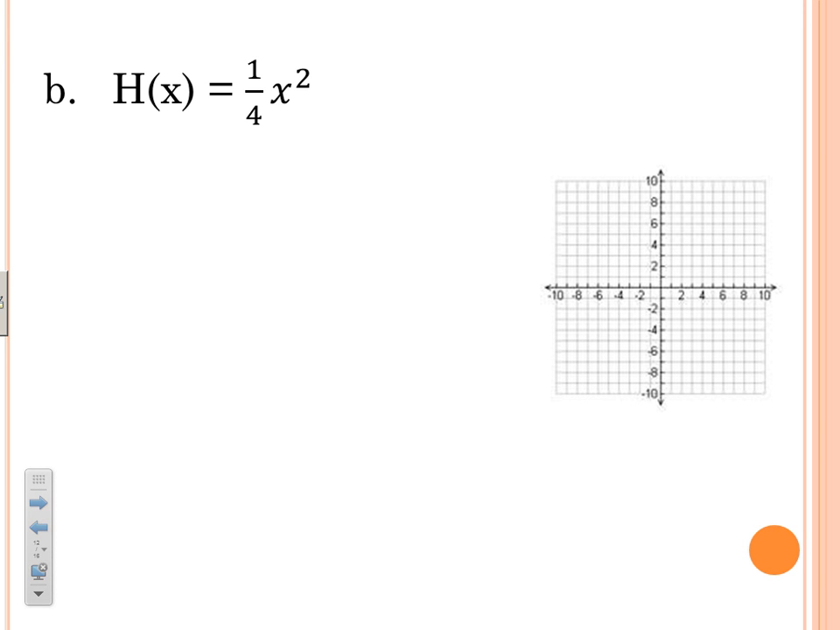Now take a look. I've got the parent function yet, x squared, but I'm going to multiply it by 1/4. Let's take a look and see what that does. So again, at 0, you're still going to have 0. But what happens if we put in a purposeful number here? I want to pick a 2. I'll have 1/4 times 2 squared, which is 1/4 times 4, or 1. So (2, 1).